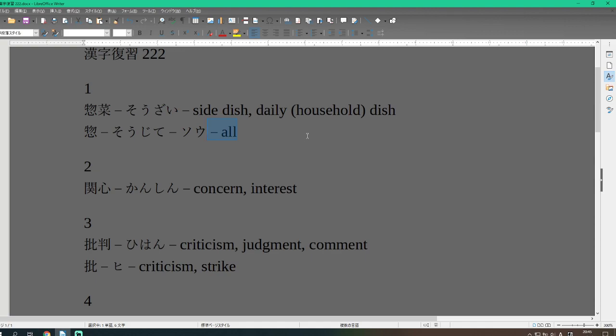Sojite or so is all. Sojite, so. A side dish, the Japanese have all the vegetables. Household dish or a side. So, as in sozai. Sozai no zai. Vegetables. All the vegetables are side dishes.